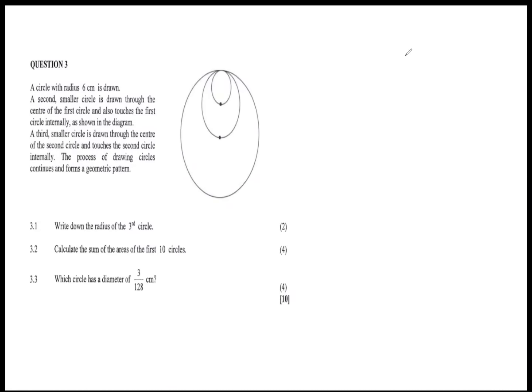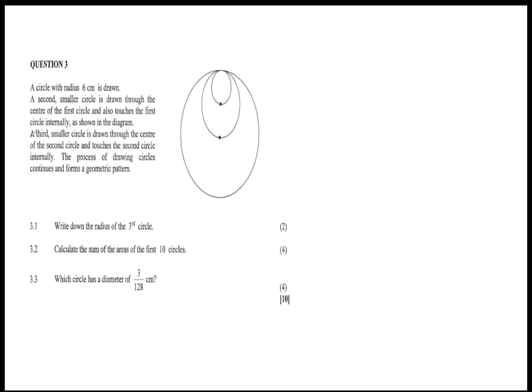All right, so now we have question 3. It says a circle with radius 6 centimeter is drawn. A second smaller circle is drawn through the center of the first circle and also touches the first circle internally, as shown in the diagram. A third smaller circle is drawn through the center of the second circle and touches the second circle internally. The process of drawing circles continues and forms a geometric pattern.